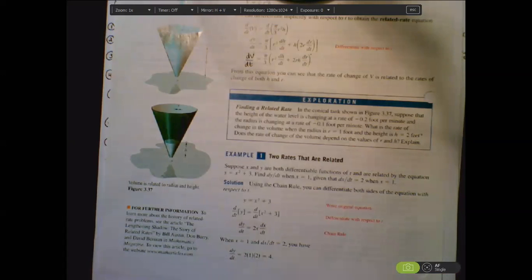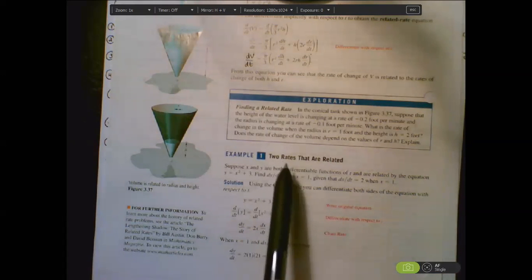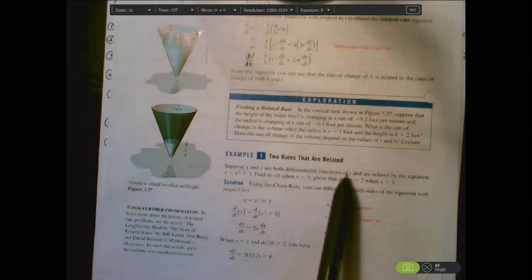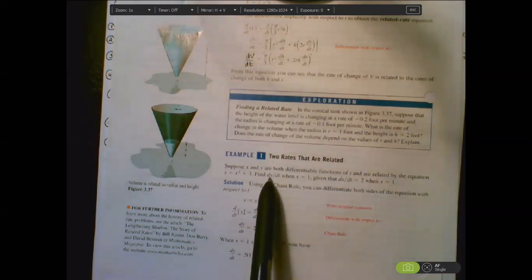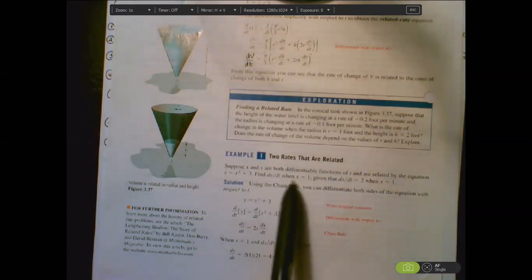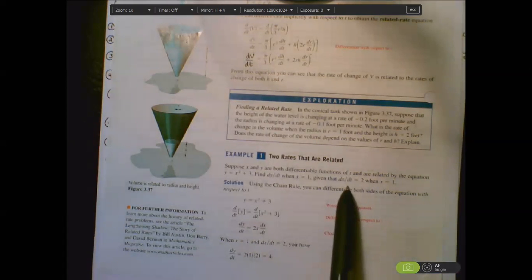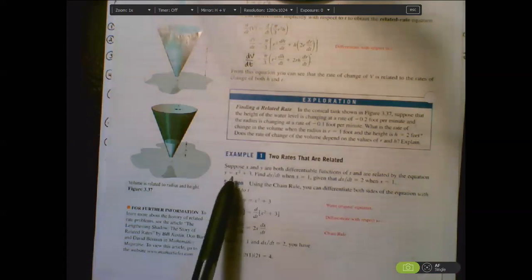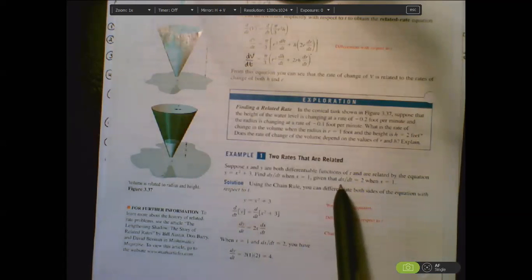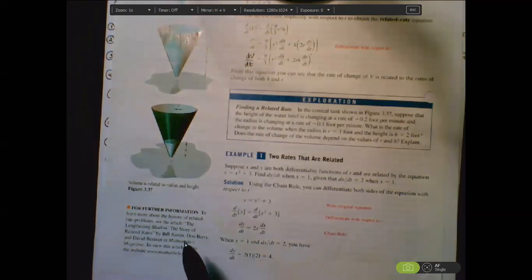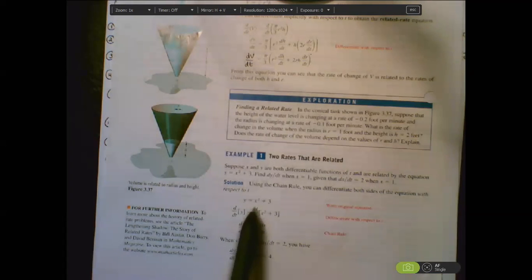All right, so if x and y are both differentiable functions of time and are related by that equation, find the change in y with respect to time when x equals 1 if I give you this other rate. If you have an equation where 2 of the variables depend on time, you have to give me one of the rates in order for me to find the other rate. So the rate that we're given is that the change in x with respect to t is 2 when x is 1.